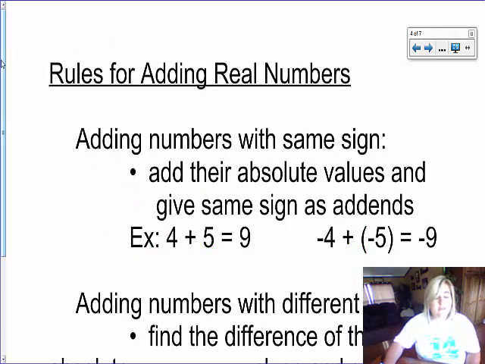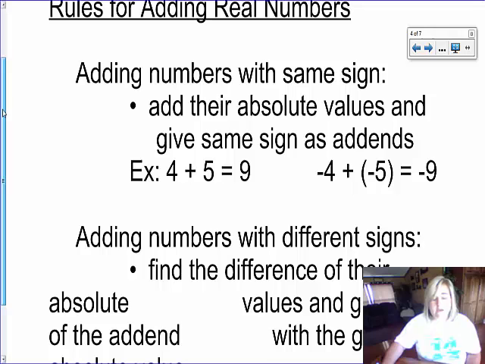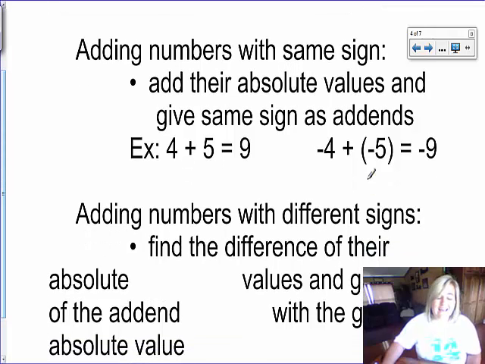Rules for adding real numbers. Whenever we are adding numbers with the same sign, we add their absolute values and give the same sign as the addends. So for example, if we have 4 plus 5, the absolute value of 4 is 4, the absolute value of 5 is 5. And so we have 4 plus 5 gives us 9. These are both positive numbers, so 9 is a positive number.